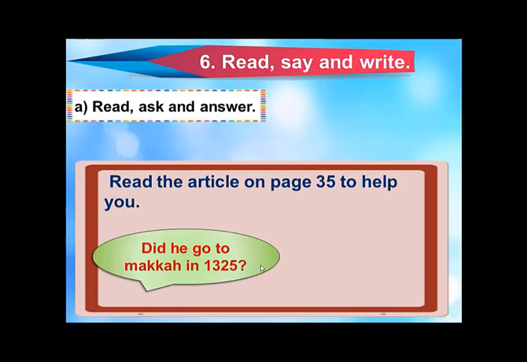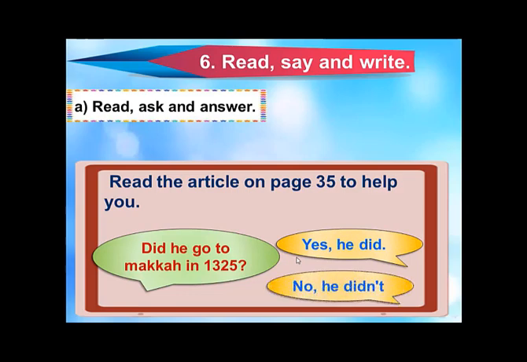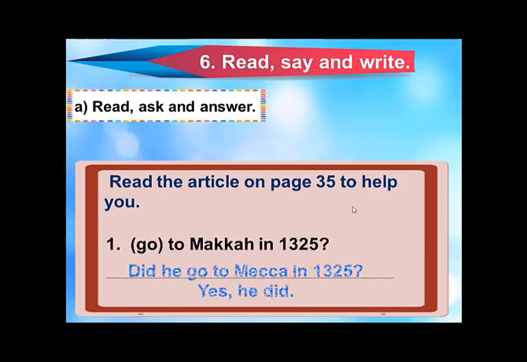We have two options to answer here. Either to say yes he did, or no he didn't. And our answer depends on the article on page number 35. Okay? So هل سافر إلى مكة في عام 1325? Yes he did, or no he didn't. Let's start doing the exercises. Look, did he go to Mecca in 1325? The answer is yes he did. Look, we put yes, a comma, and then change the order of the helping verb and the subject. Yes he did.